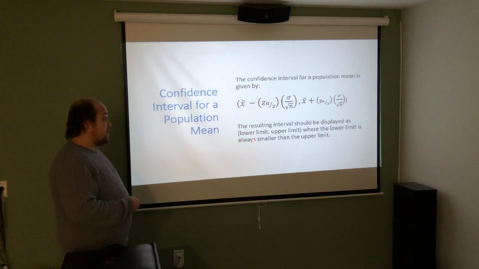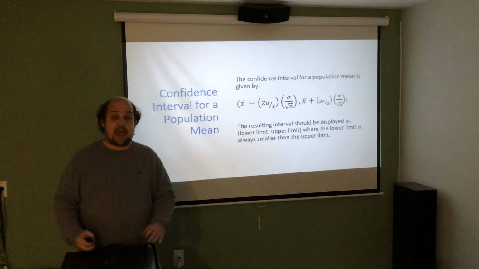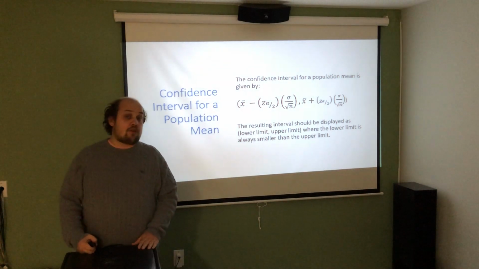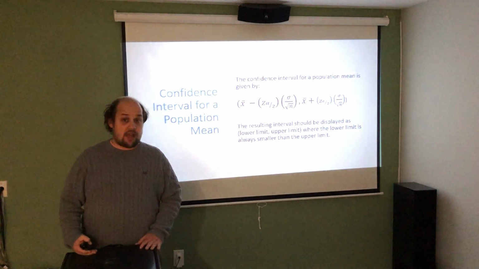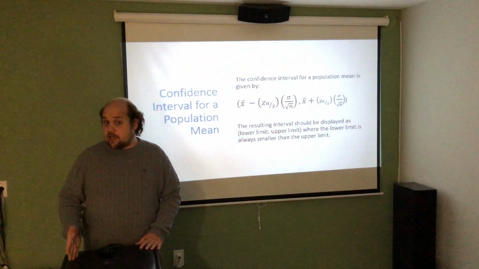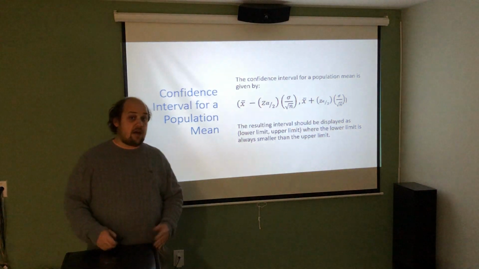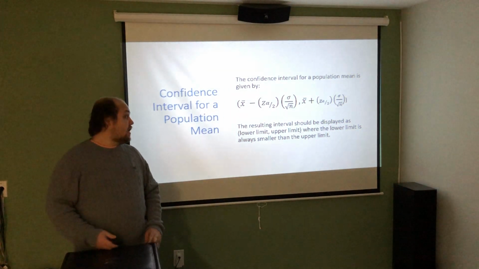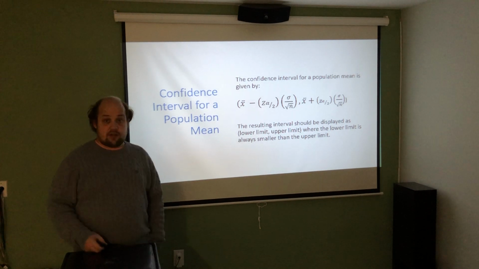The result should be displayed as lower limit, comma, upper limit, where the lower limit is always smaller than the upper limit. So let's say we were looking to find out the average amount of money that Mr. Moulton spends on his family when he gets dinner for everyone at Chick-fil-A. I could do a confidence interval based on the mean amount that I found, and the confidence interval might end up saying that the lower limit is $25 and the upper limit is $39.